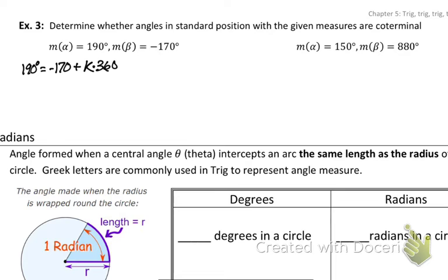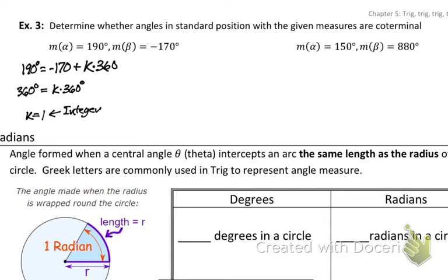All we're checking for is, is k an integer? If it's an integer, you added or subtracted full turns. If it's not an integer, that means we didn't have full turns. So if I'm solving for k, I'd add 170 to both sides first. We get 360 equals k times 360. Divide both sides by 360, and we end up with k equaling 1. Your only question is, is 1 an integer? If it is, they're coterminal. If it's not, it is not coterminal. So 1 is an integer.